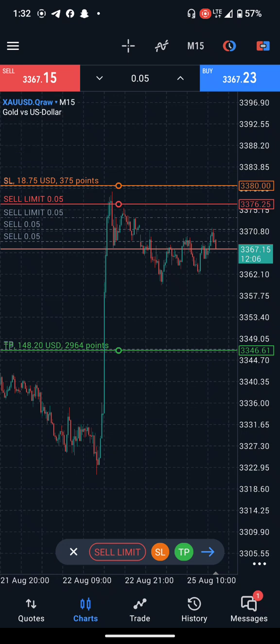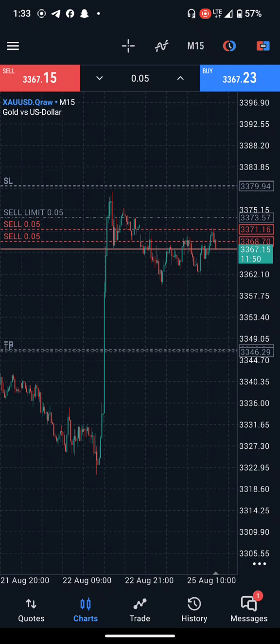And you see, I'm going to make $148 if the market takes my last position, and I'm going to lose only $18 if the market hits that position. You see, that's just the power of layering and adding more positions.